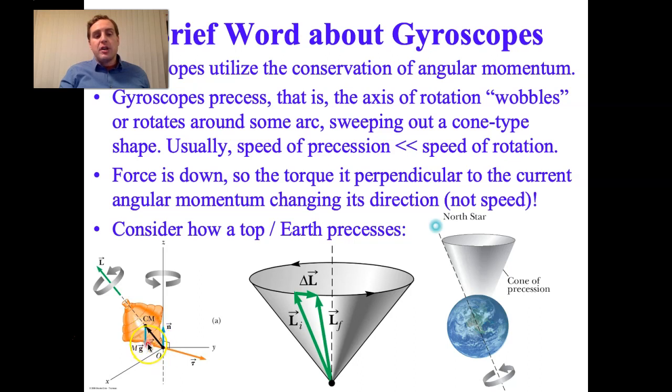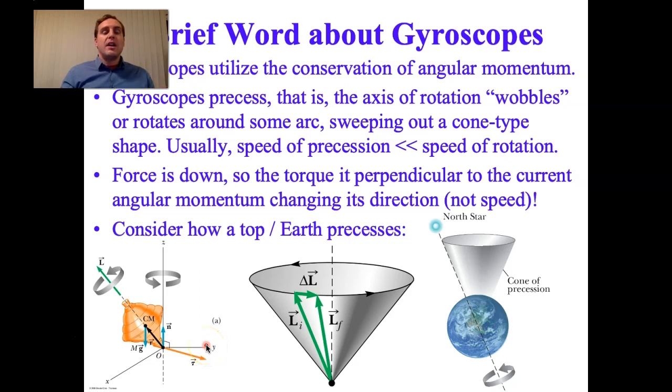But notice this mg, at least in terms of linear forces, is balanced by this normal force. But imagine that we use the right-hand rule and we look for the torque on this top. We take R and we take its cross product with the weight, and notice the thumb points in this direction. That's the direction of the torque.